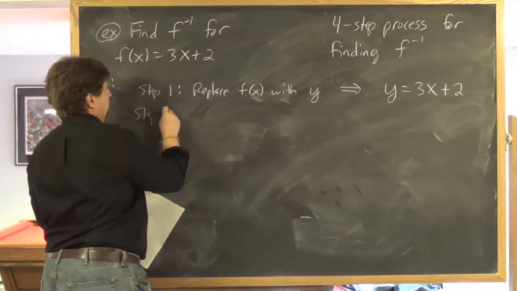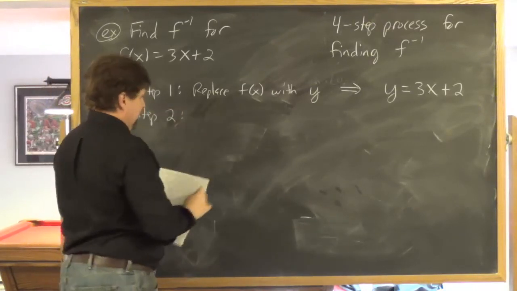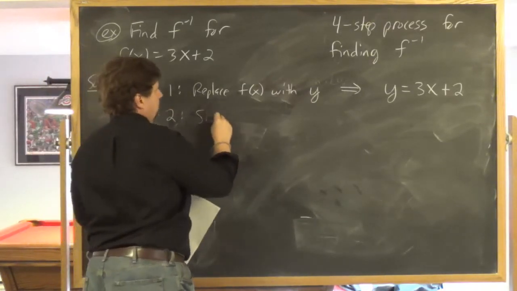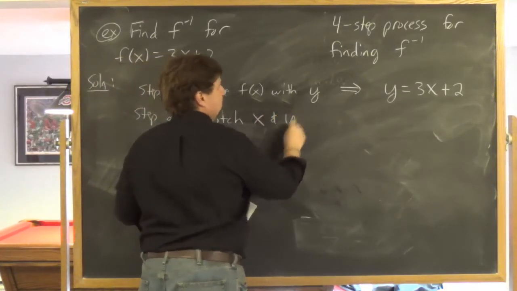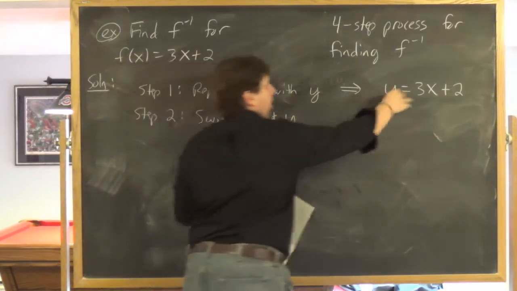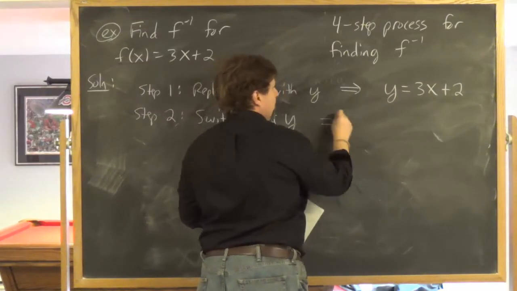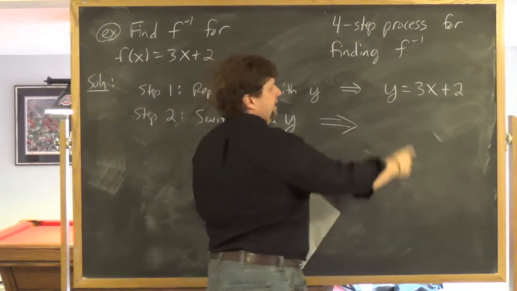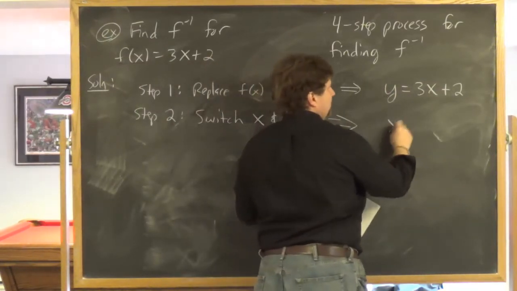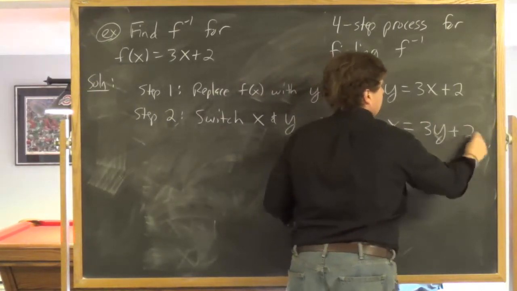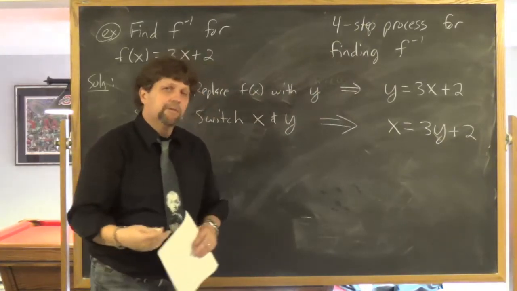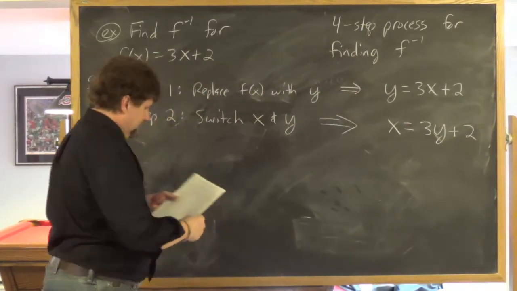Step two, you just switch the x's and y's. So in this equation, you just swap the x's and y's. Well, that means this becomes an x, that becomes a y. Step two seems pretty easy as well.